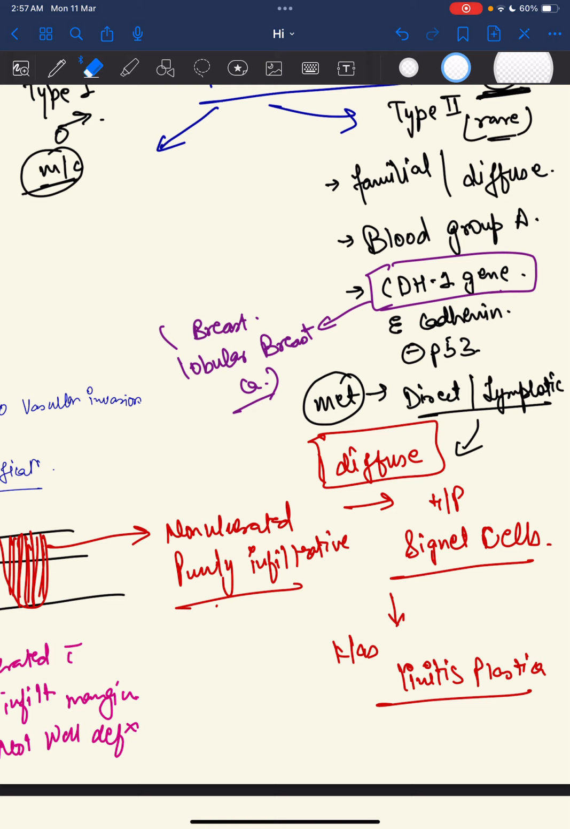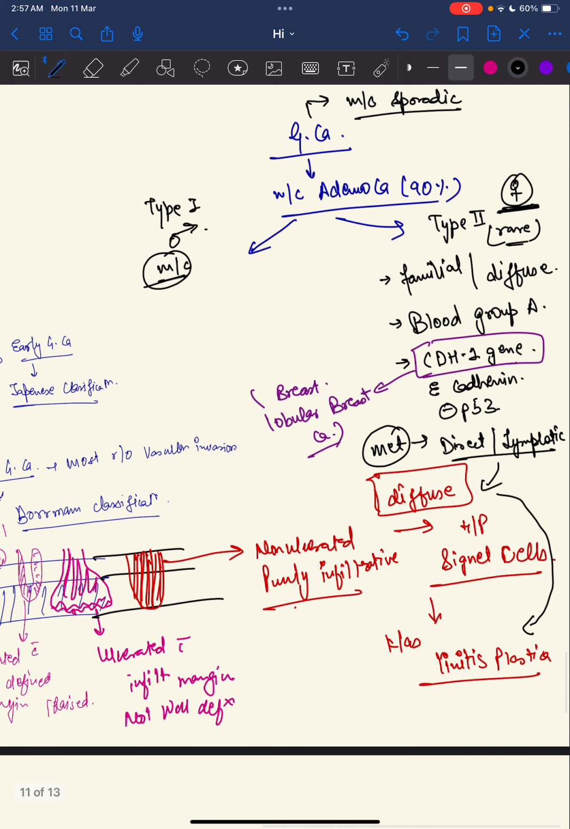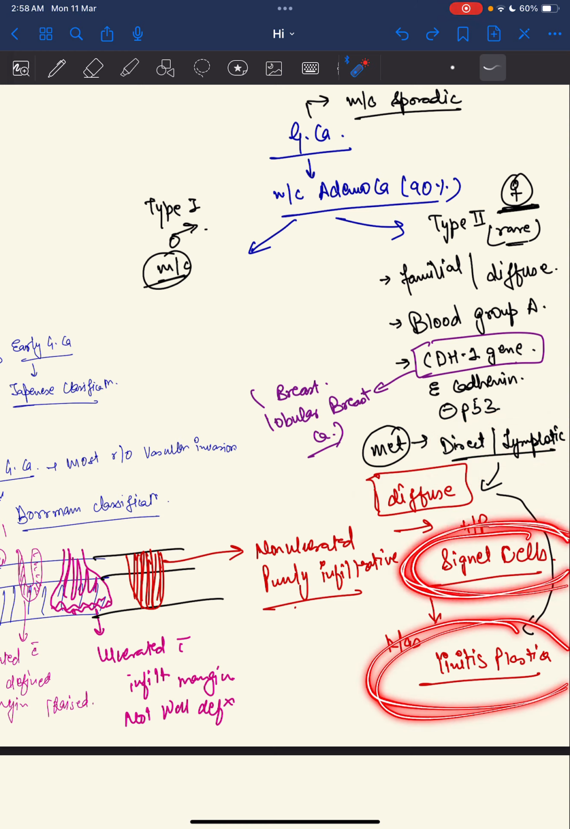Okay guys, I hope you can connect the dots now. This type 2 is more common in females, and it is the rare one. It is seen in familial diffuse cases, in blood group A, and a CDH1 gene mutation is seen in this case, which is E-cadherin and p53 mutation, with metastasis by direct or lymphatic spread. It will spread diffusely and form linitis plastica, which will show signet cells.